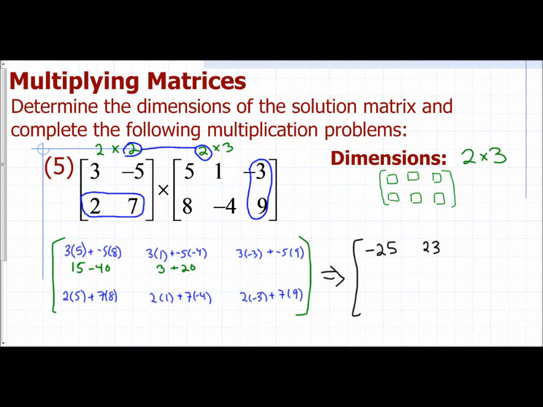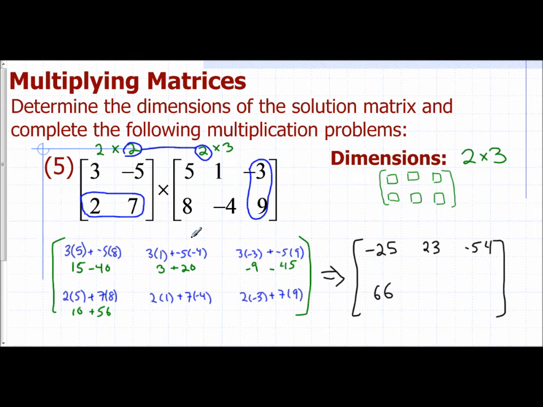I have 3 times -3, which is -9. -5 times 9 is -45. So -9 minus 45 is going to be -54. Now to do the bottom row, 2 times 5 is 10, 7 times 8 is 56. So 10 plus 56 is going to be 66.